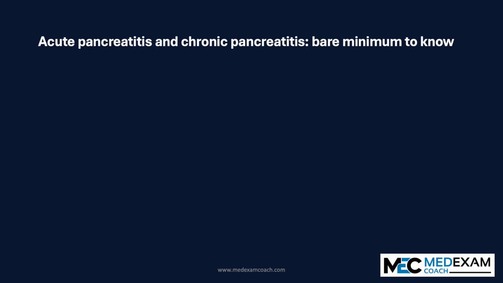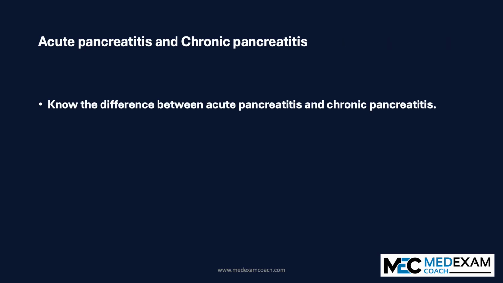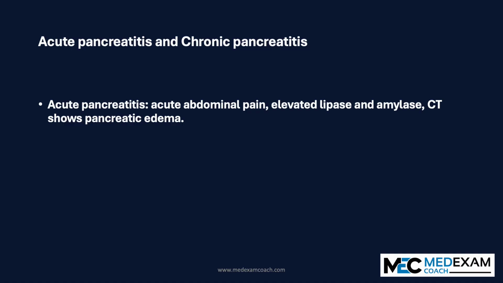A lot can be said about pancreatitis, but I will just tell you about the most important things to know for the USMLE Step 2 CK. So the first thing is you need to know the difference between acute pancreatitis and chronic pancreatitis. Acute pancreatitis: acute abdominal pain, elevated lipase and amylase.